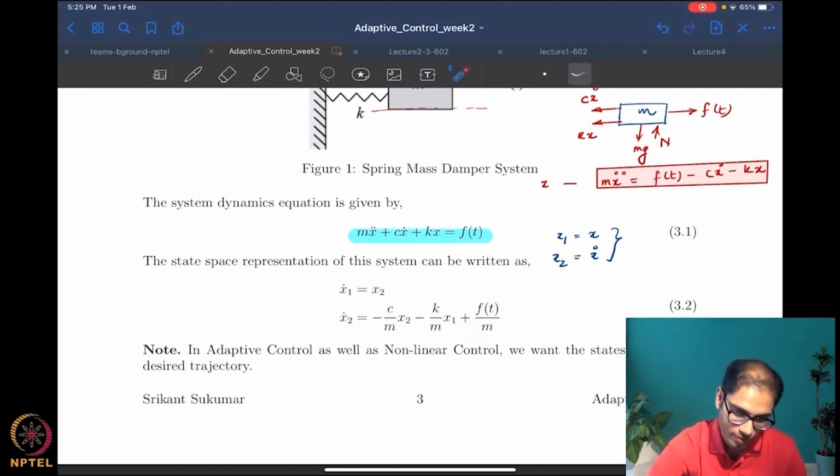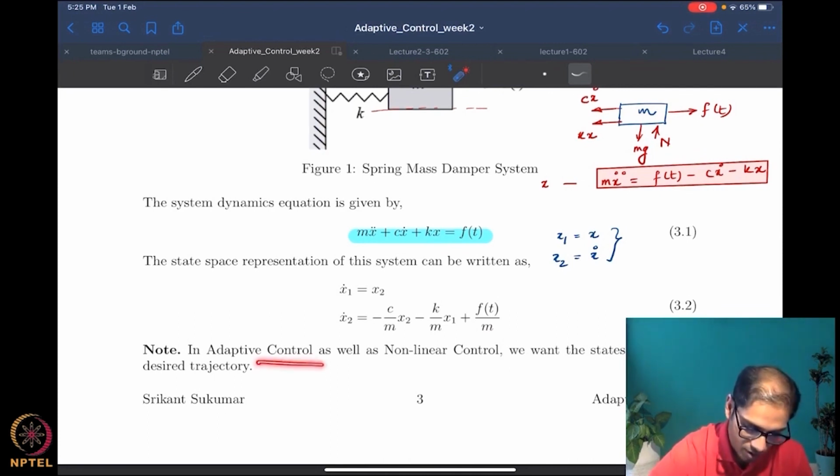Now in general, as mentioned here, in adaptive control as well as in nonlinear control, we typically want our states to follow a desired trajectory. It may seem rather unrealistic for this particular problem, but that is what we always want to do.